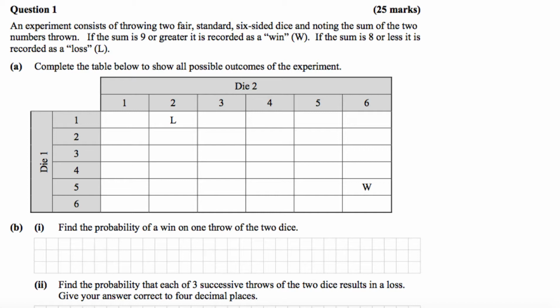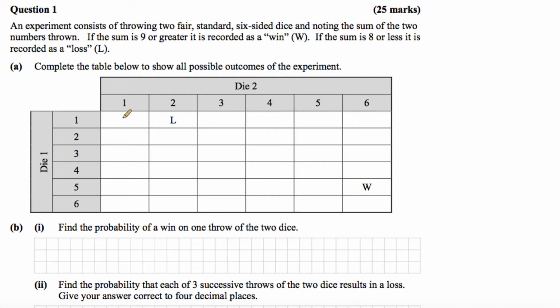Part A says complete the table below to show all possible outcomes of the experiment. So we've two spaces filled in already. This is a loss here because 2 on die 2 and a 1 on die 1. If we add those together, that gives us 3. The sum of the two numbers is 3, so that's a loss because 3 is 8 or less.